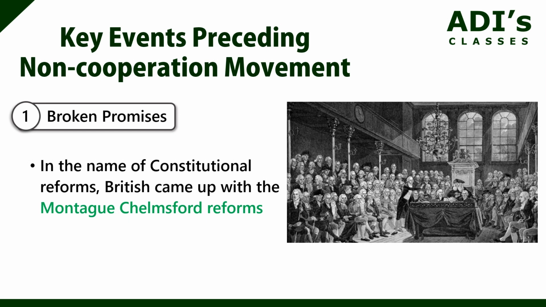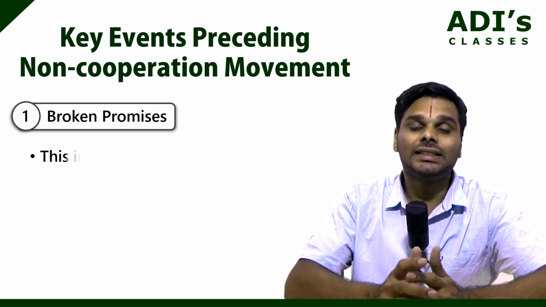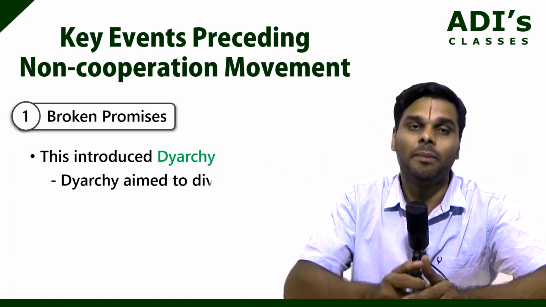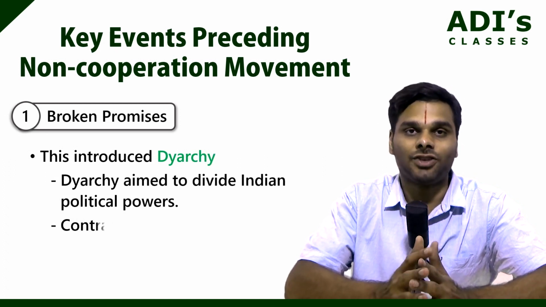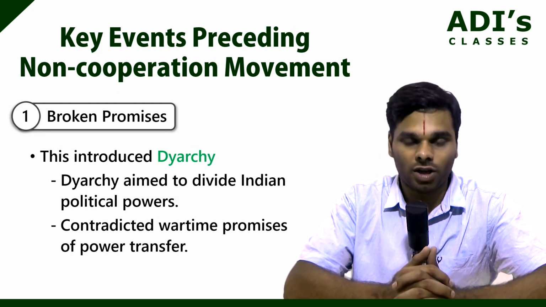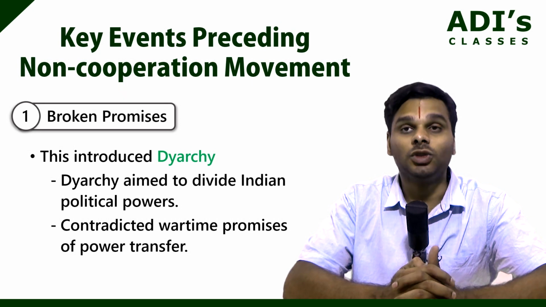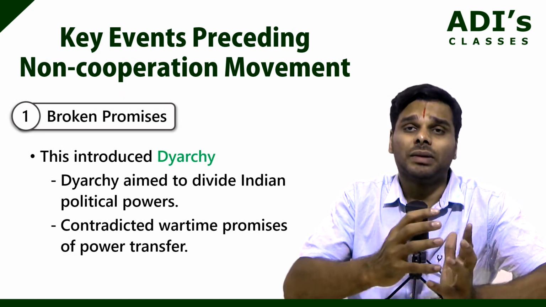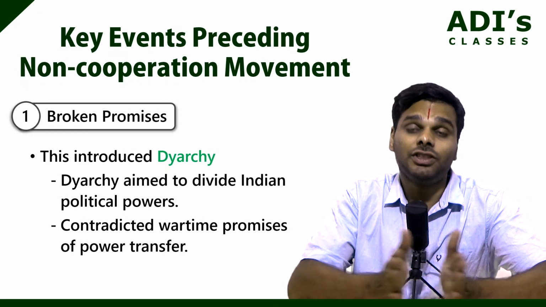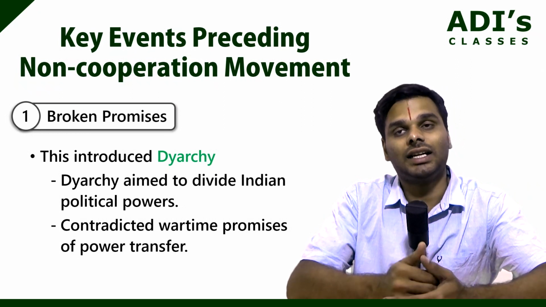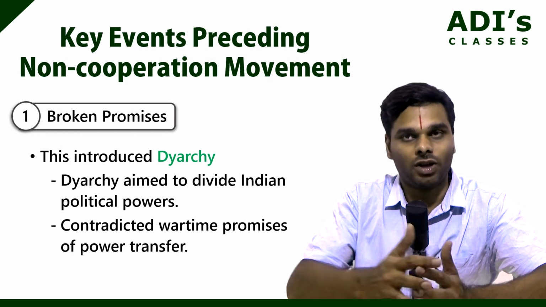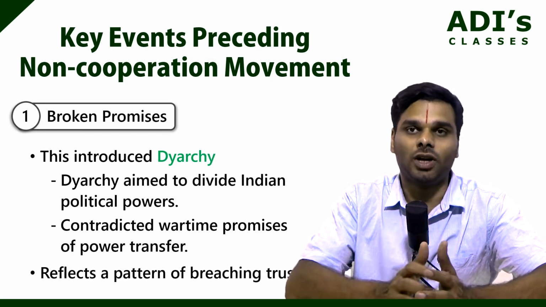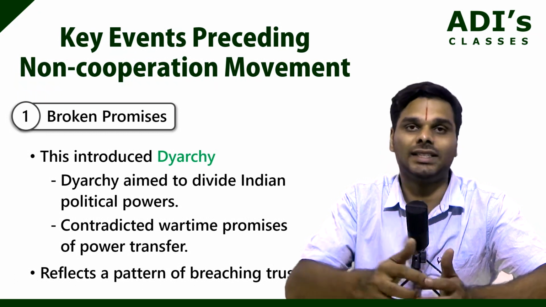Remember that the Jallianwala Bagh massacre also happened around this time, right? So, in the name of constitutional reforms after World War I, the British came up with the Montague-Chelmsford reforms. This introduced diarchy, which was meant to cause division rather than a transfer of power as was promised during the wartime. Diarchy means there are two centers of power. So, diarchy meant that there was further division that was going to be caused in the nation rather than a transfer of power as was promised during the wartime. This was in line with the British policy of breaching any trust that was placed in them.